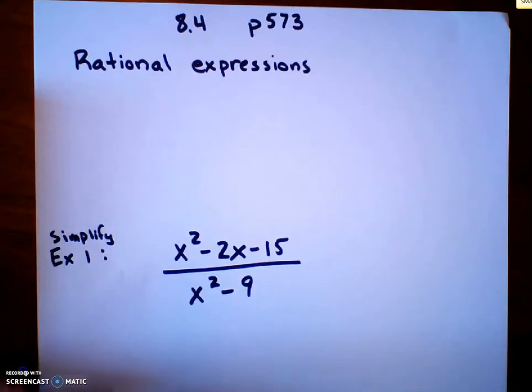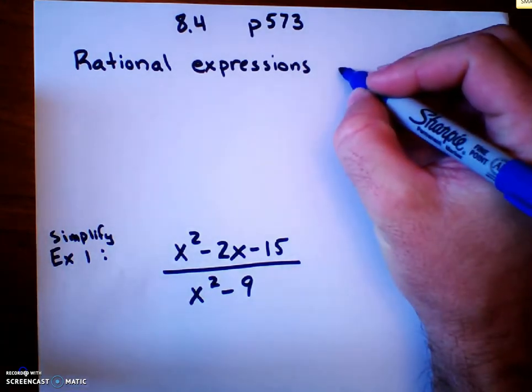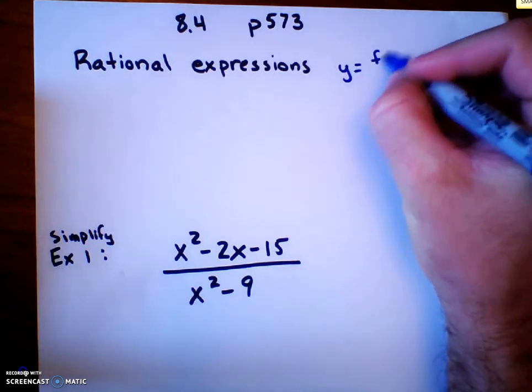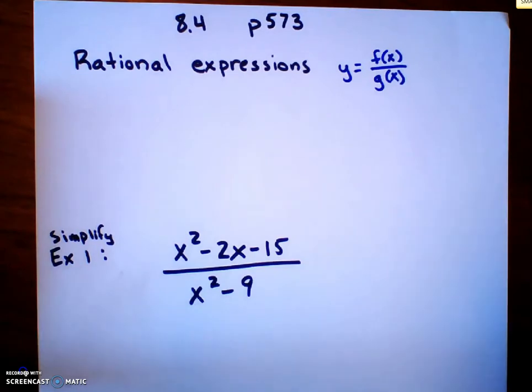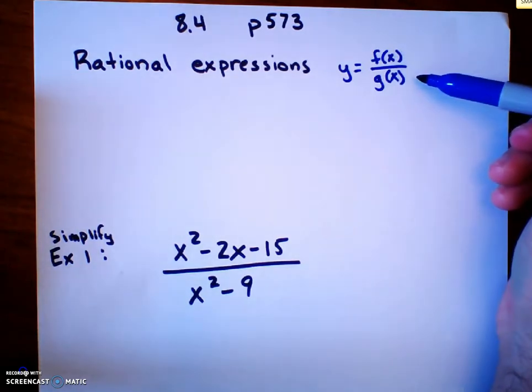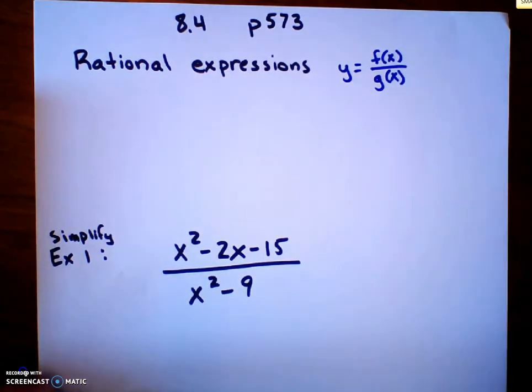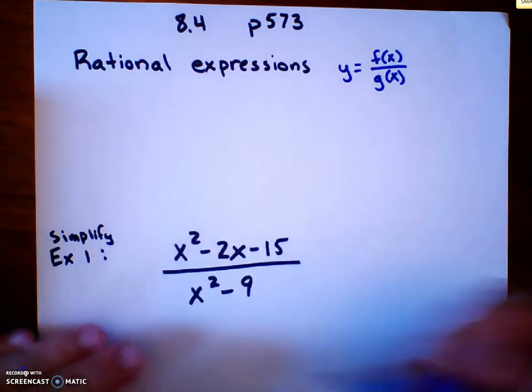In section 8.4, we're going to learn how to simplify dealing with rational expressions. Rational expressions are just anything that can be written as a fraction. I think the way they denote that in the book is something like this: a function divided by another function. And what we're going to do is divide, multiply, add, subtract, but it helps if you know the basics before that.